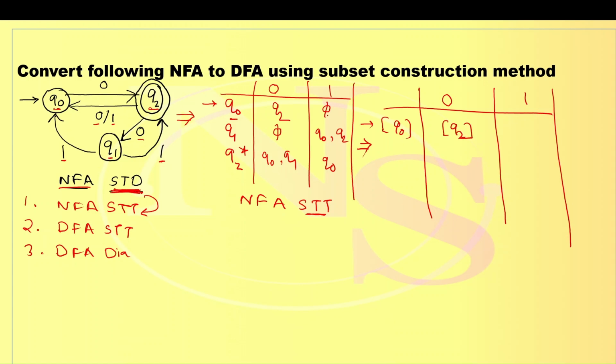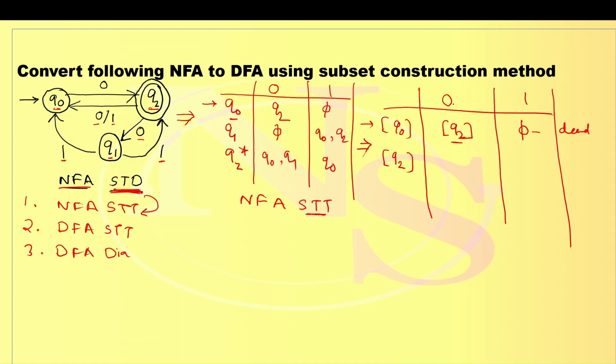Q0 on 1 goes to φ. So φ is as it is. In this case, you can write φ, or you can also write a dead state. Both are allowed. Here new subsets are created. Q2 is a new subset. So I am writing here Q2.